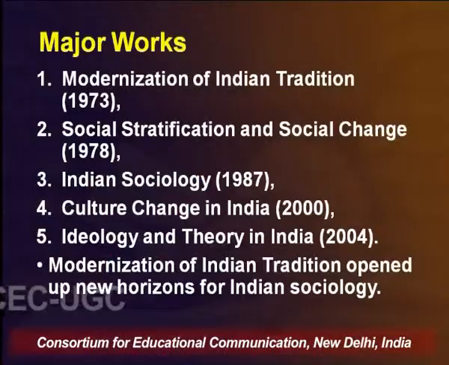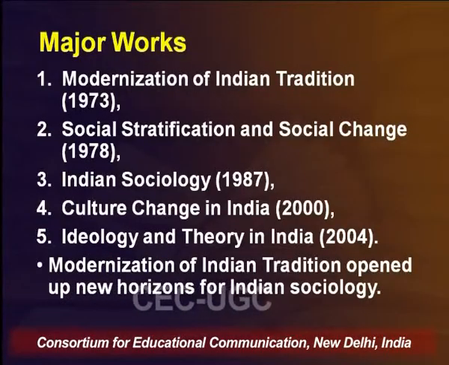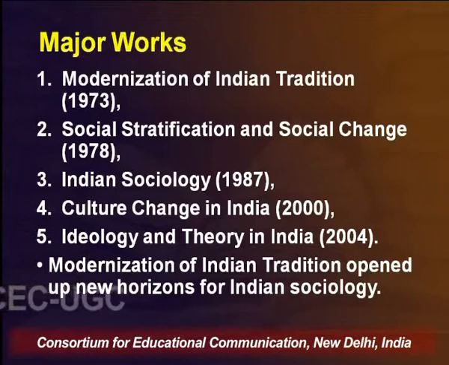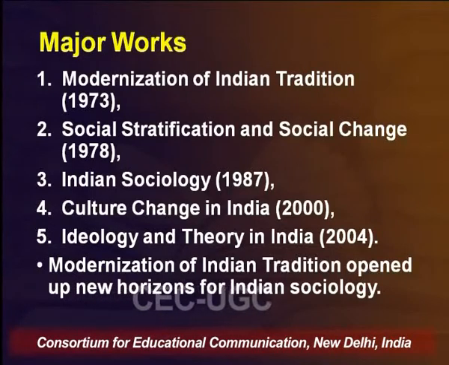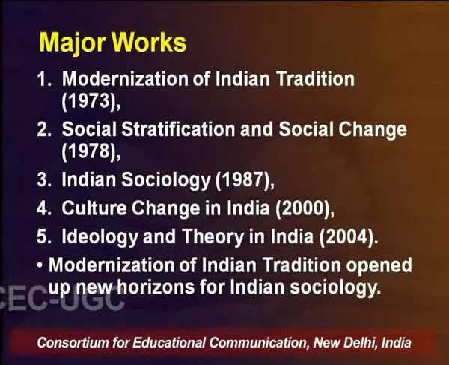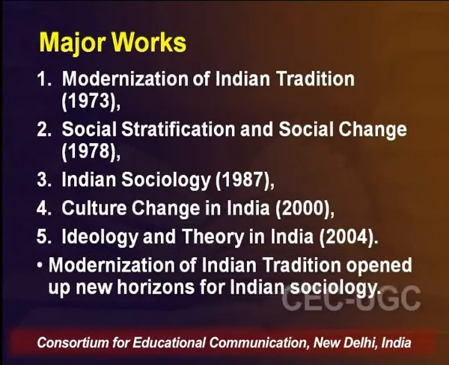Modernization of Indian Tradition was published in 1973. Social Stratification and Social Change, which looked into the nature of stratification, ranking, and hierarchy in Indian society, was his second publication, published in 1978. Indian Sociology, where he talks about how we can have an indigenous sociology developed on our own understanding of society in India and not just compare it with Western society. Another book which he published quite late was Cultural Change in India, and then Ideology and Theory in India.